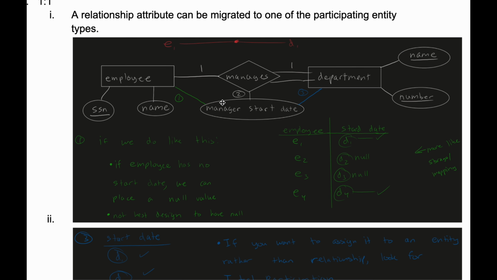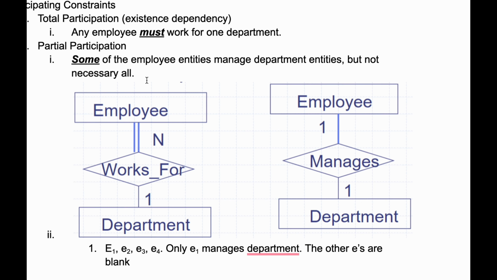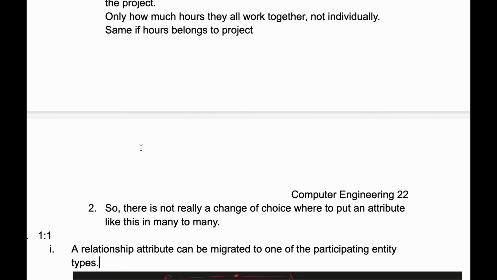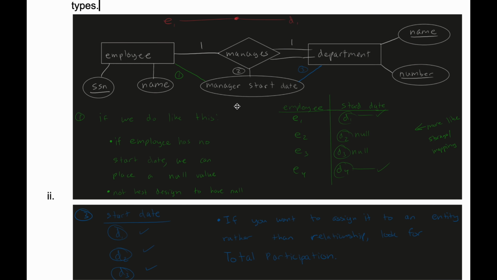So my thought, the easiest thing here is to just tie it with manages, right? Just tie it with the relationship. Because when the employee manages this department, they're going to have a start date. And this department has total participation, which is this double line right here. So that means that for this employee managing this, our department has to have a manager. So our employee doesn't have to manage the department, but the department has to have a manager. That's what total participation is.